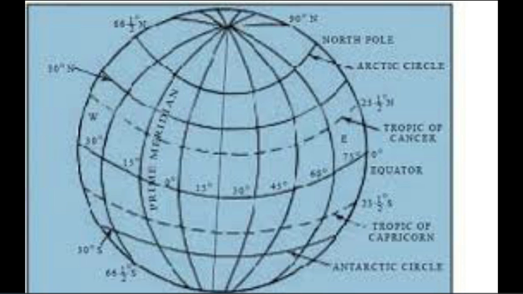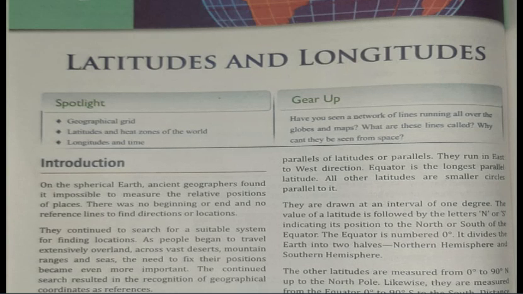Latitudes drawn towards north are represented by N, and the latitudes drawn towards south are represented by S. There are 180 parallels of latitudes, 90 to the north and 90 to the south of equator. Each parallel of latitude is a complete circle. Parallels are equidistant except at the poles, where the distance is a little more than it is near the equator.